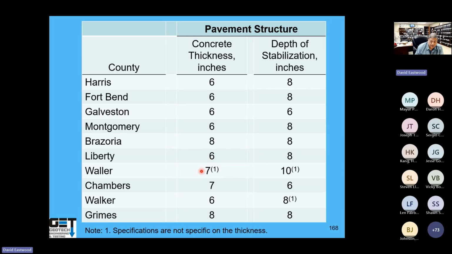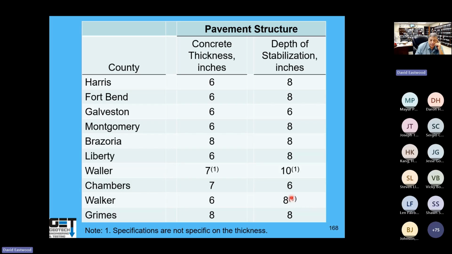Liberty County is 6 and 8. Waller County, they really haven't defined what they are, but what we hear is 7-inch concrete and 10 inches of stabilized subgrade, which is a lot more than what's typically necessary out there. Again, Waller County's got sandy soils. You need to lime or fly ash it and use 6-inch concrete. Chambers County's got 7 inches and 6 inches. Again, this ought to be 6 inches. Walker County is 6 and 8, which is good.